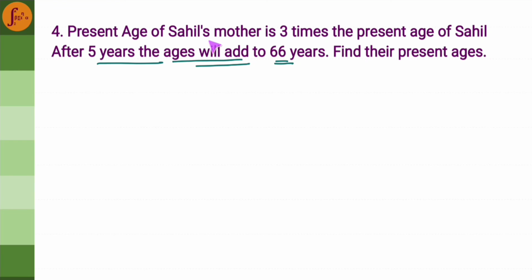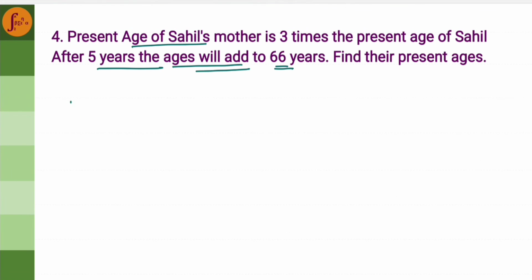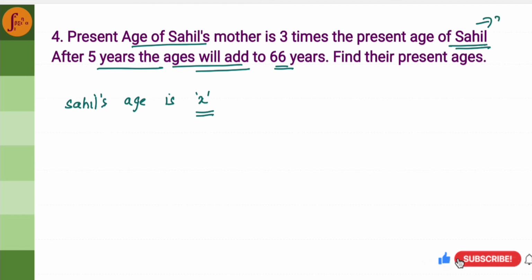So we don't know their age. The first question is we don't know their age. So we'll assume Sahil's age is X. Age of Sahil is unknown, so X. We also don't know Sahil's mother's age. We can put this as Y. But as I said, when you have two different variables in an equation, it's going to be difficult to solve it. So that is why we make it to one variable only.